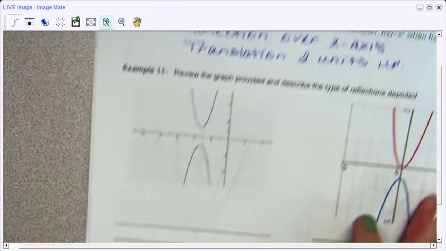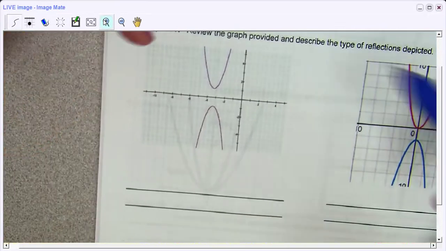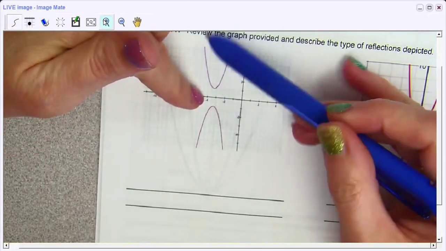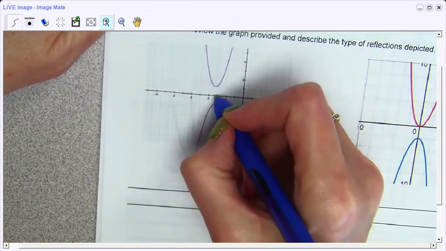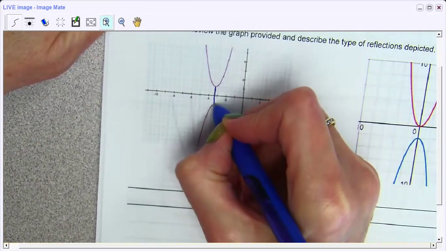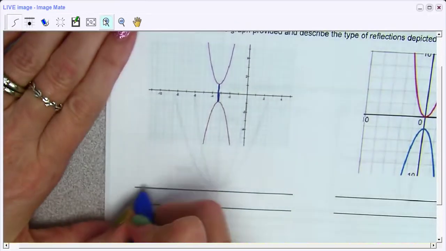Okay. Let's look at example 11. We have two graphs here. So because one parabola is opening up, one is opening down, and they're equidistant from the x-axis, this is a reflection over the x-axis.